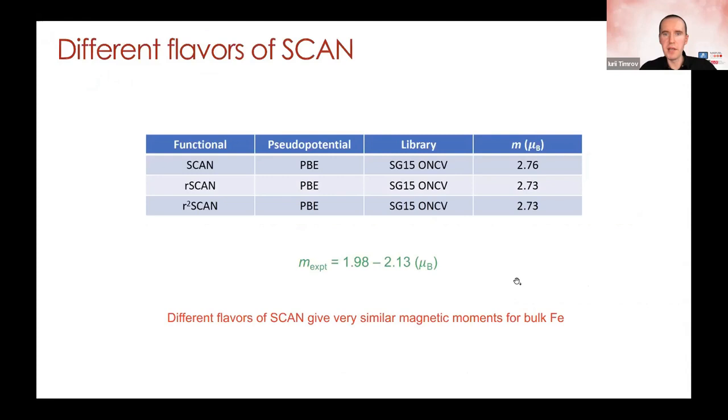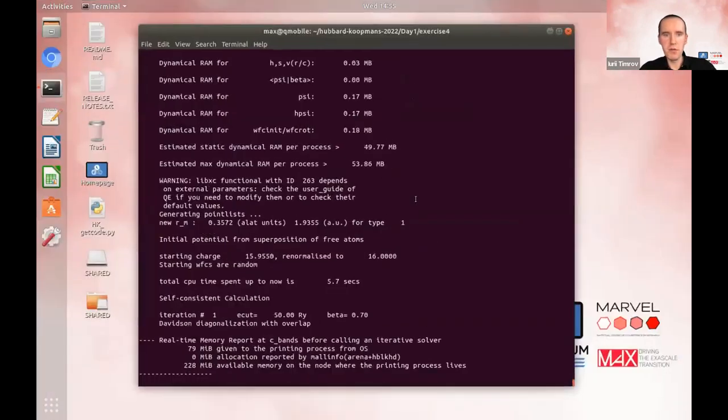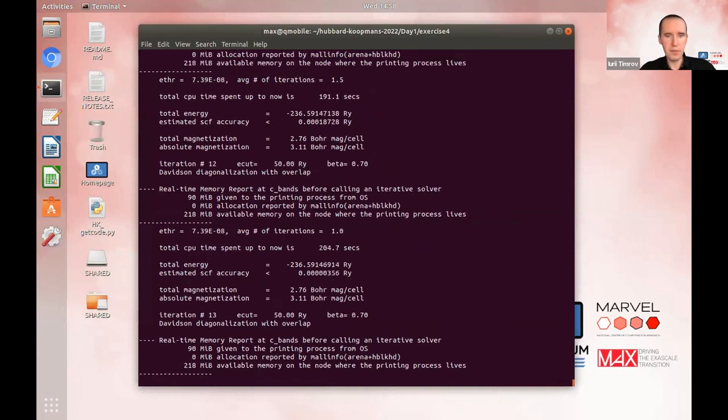Okay, that is for the next hands-on. We are done for now. The calculation for iron is still running, and probably we can use the remaining time to answer a couple of questions.